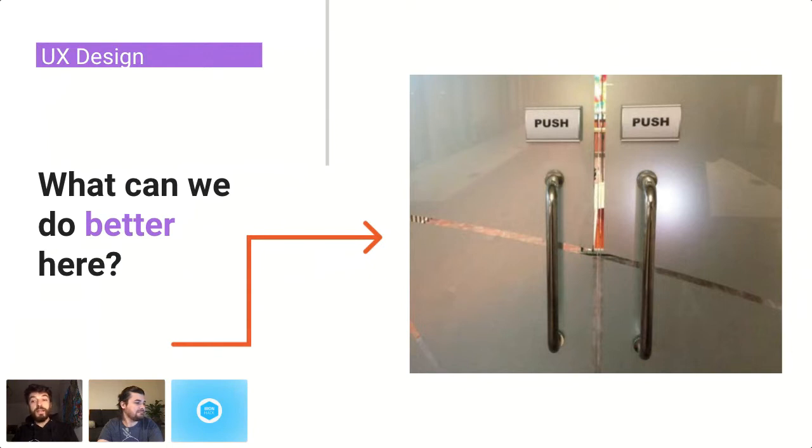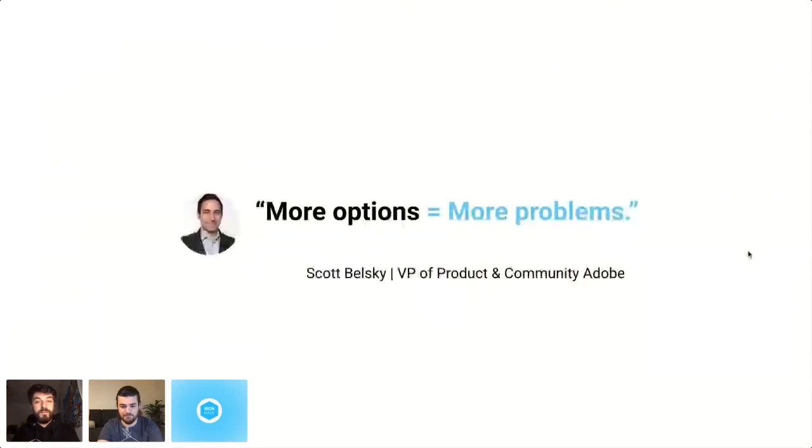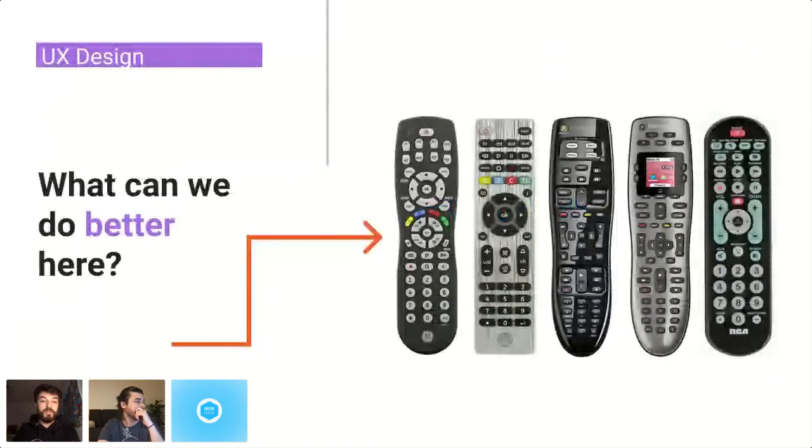Make it automatic. All right, different mechanism for push. Type of handle used. Okay, so we can have type of handle. So we have many ideas about how to improve this one. All right, let's go to the next example. All right, so we have one principle in UX, more options, more problems. Familiar with this? How can we improve these remote controls?